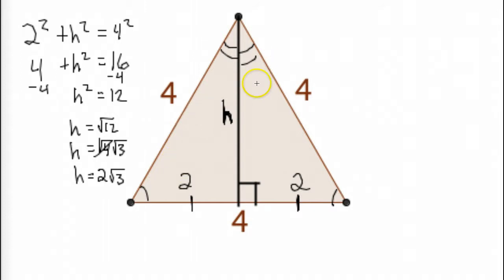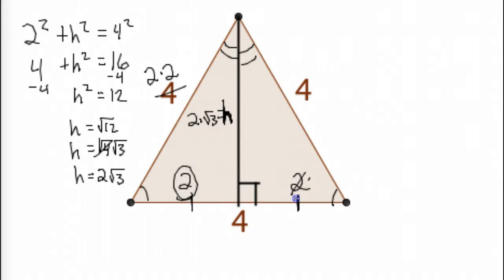So I start to see a pattern here. I got a 2 here. This is a multiple of 2. It's 2 times square root of 3. And 4 is also a multiple of 2. It's 2 times 2. So the question is, does that pattern hold true for everything? Well, yeah, it does. And I'll prove it to you.